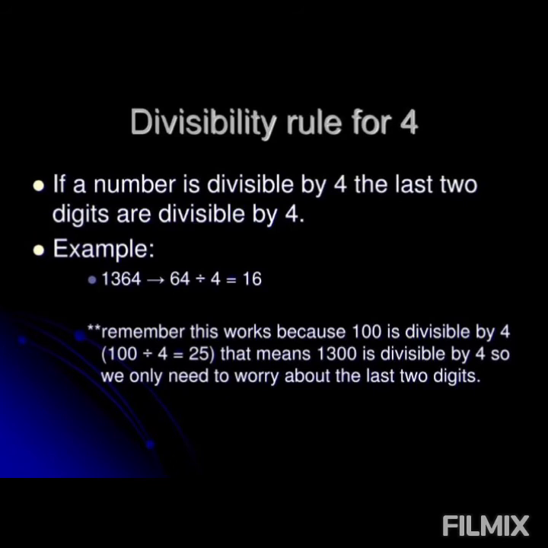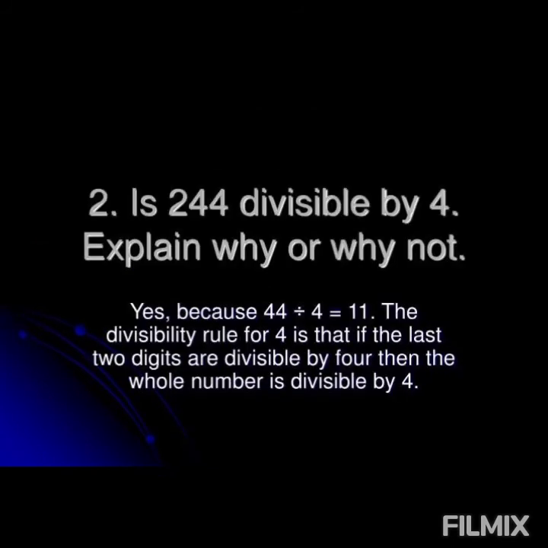1364. यहाँ पर last two digits कौन से हैं? 64. So we will check them. 64 divided by 4, you will get 16. यहाँ पर remainder कुछ नहीं बच रहा है. It is exactly divisible. It means the given number, that is 1364, is also divisible by 4. Let us take one more example.